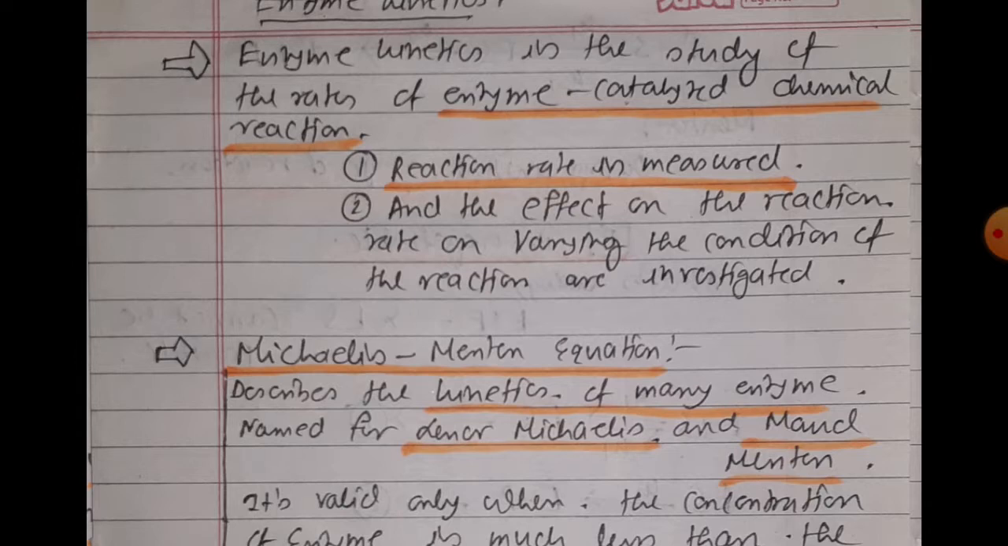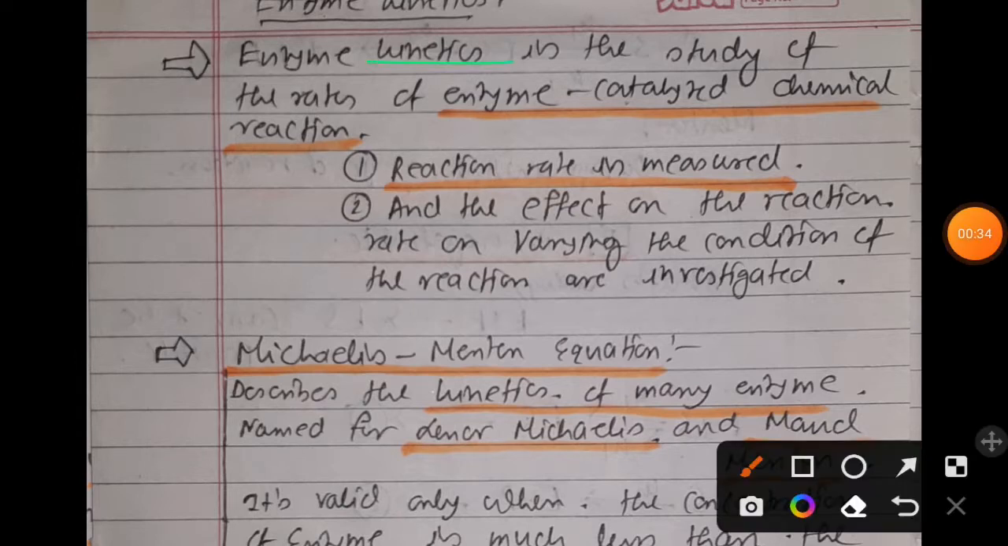Okay, so let's start. My question is, what comes to your mind when you hear the term kinetics? We have already heard about kinetics in class 12th, where we talked about chemical kinetics, right? And chemical kinetics tells us about the rate of a chemical reaction. Similarly, enzyme kinetics tells us about the rate of an enzyme catalyzed chemical reaction. With the help of enzyme kinetics we can calculate the reaction rate, and also the effect on the reaction rate of varying the concentration of the reactant.